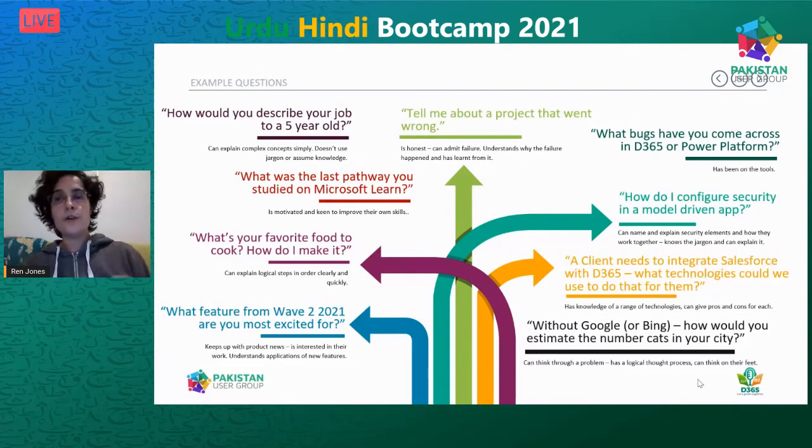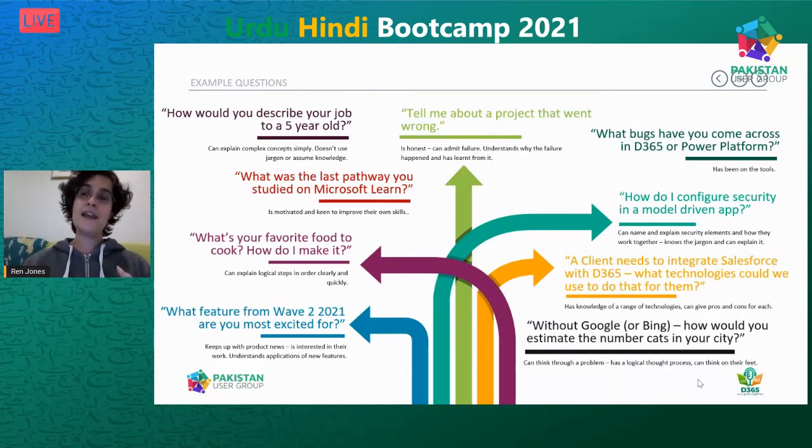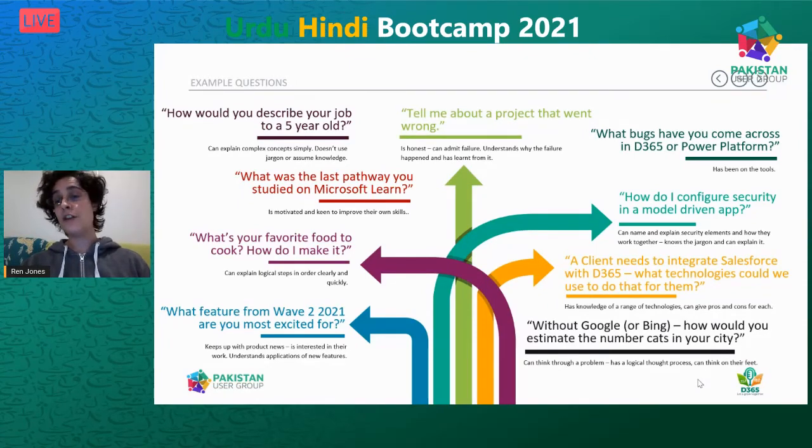Okay, so a good meaty one that takes quite a while to explain. How do I configure security in a model-driven app? So what you're looking for here is to make sure that the candidate can name all of the elements in security that come in model-driven apps. So security roles, field security profiles, access teams, business unit structure, and you want the candidate to be able to explain how that all fits together to design and configure the security roles.